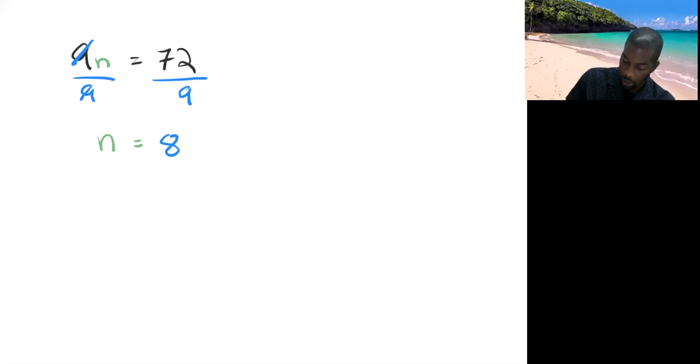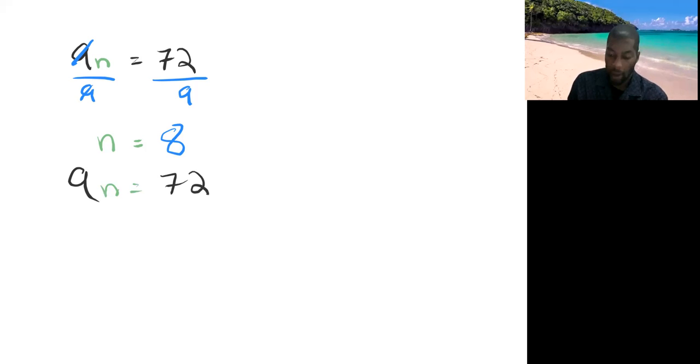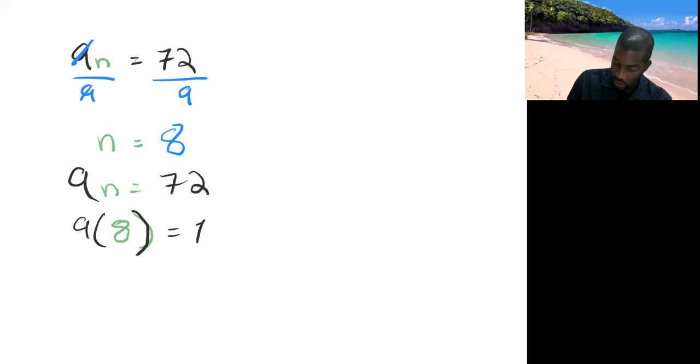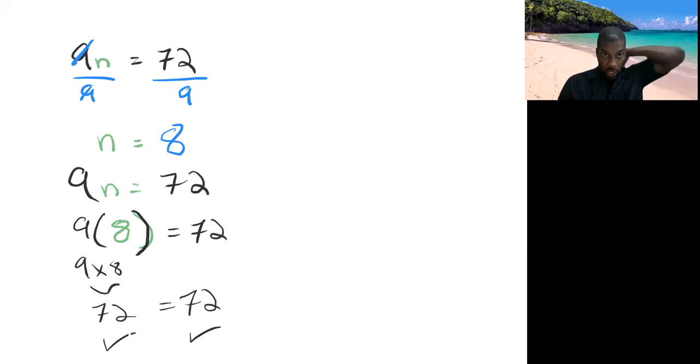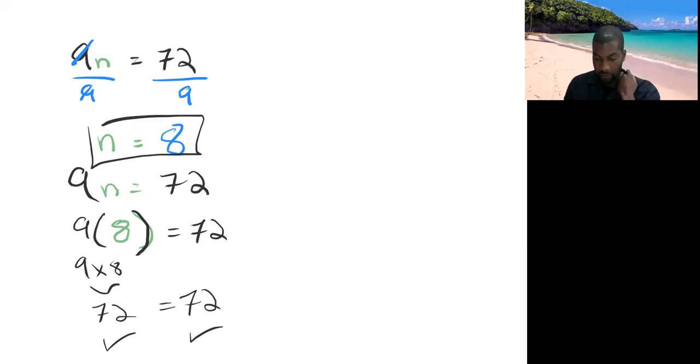Now I prove it, so I do 9 times n is equal to 72. I replace the n with 8. 9 times 8. Does that equal 72? 9 times 8 is in fact 72. 72 on both sides of the equation. We are good. N does equal 8.